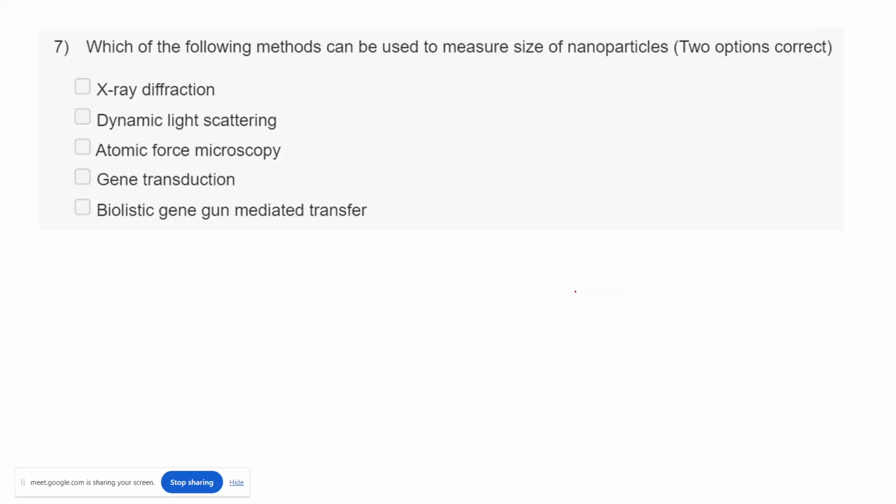But I think you are asking mostly about X-ray diffraction. X-ray diffraction goes even below the nanoparticle scale. It gives more atomic scale information, like crystal information, but here we are talking about the size of these particles, so basically you can use DLS and atomic force microscopy.